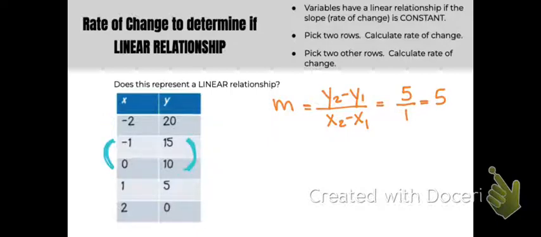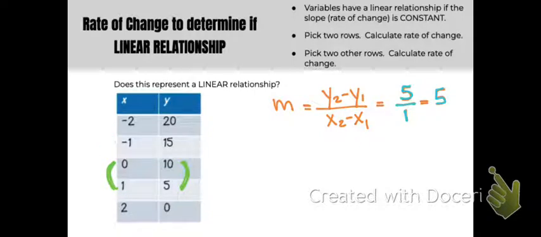What's the slope between the second and third data point? How much did our y's change? From 15 to 10? 5. How much did our x's change? From -1 to 0? 1. So again, our slope is 5.